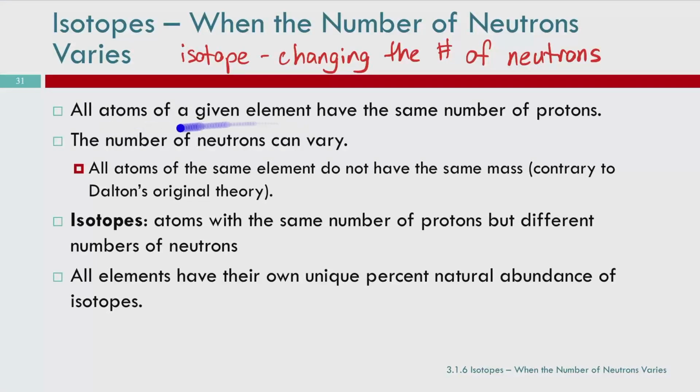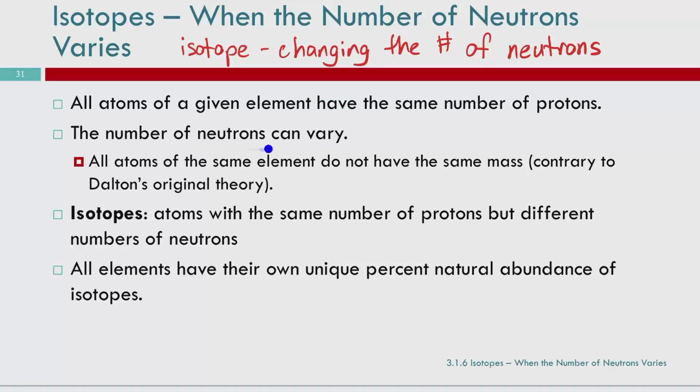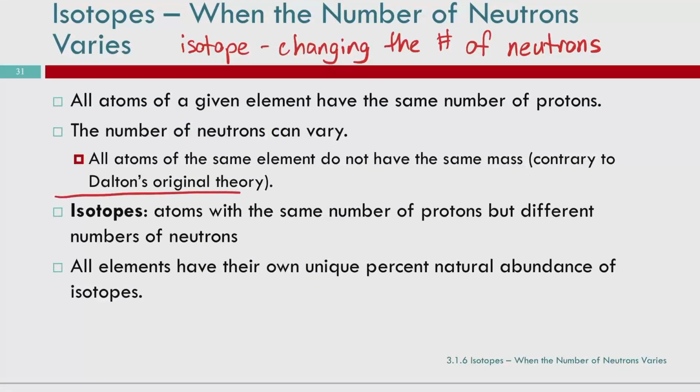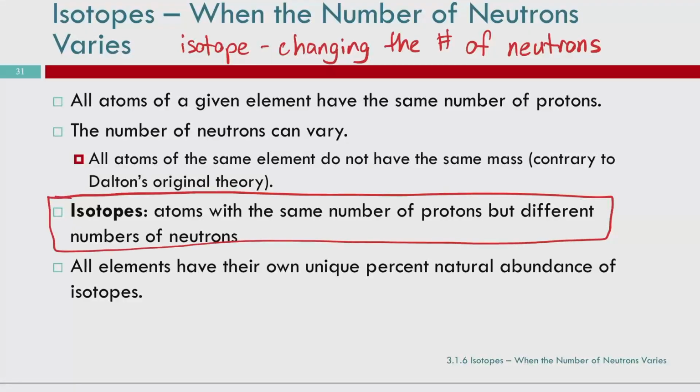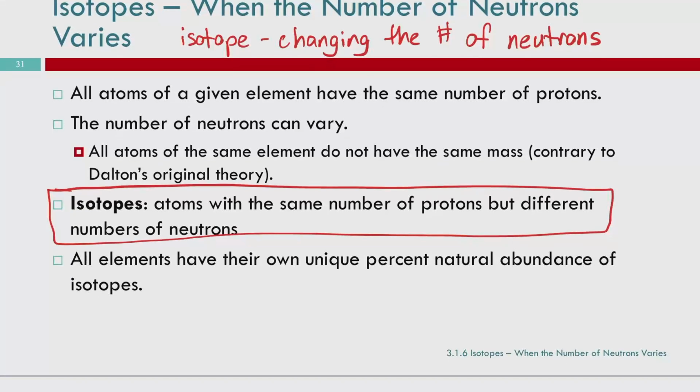So all atoms of a given element have the same number of protons because the protons define the element. However, the number of neutrons can vary. Dalton's original theory said that all atoms of the same element are going to have exactly the same mass and other properties that distinguish them from other elements. He was wrong. So point 2 from Dalton's theory that we looked at today was actually wrong. All atoms of the same element do not have the same mass because the number of neutrons can vary. And when we vary the number of neutrons, those are called isotopes, different versions of the same element.